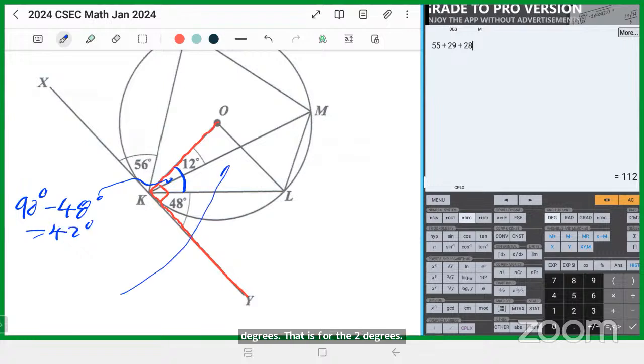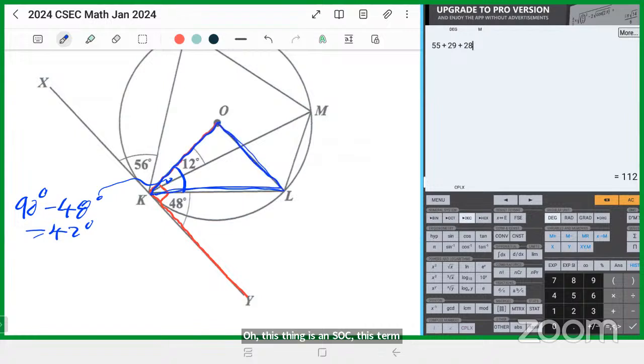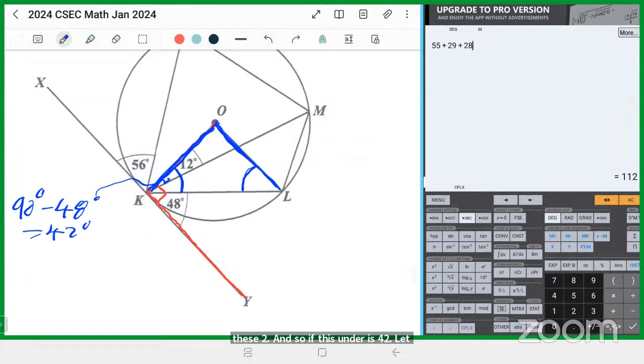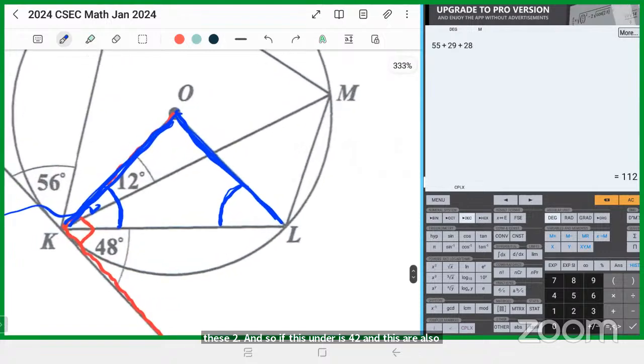Now this triangle inside here is isosceles. Why is it isosceles? Because this line is a radius and this line is a radius. They are equal. And so since those two lines are equal, these two angles are equal. And so if this angle is 42, then this angle also is 42. So we can put a 42 on this. So this is 42 degrees, and this is 42 degrees.